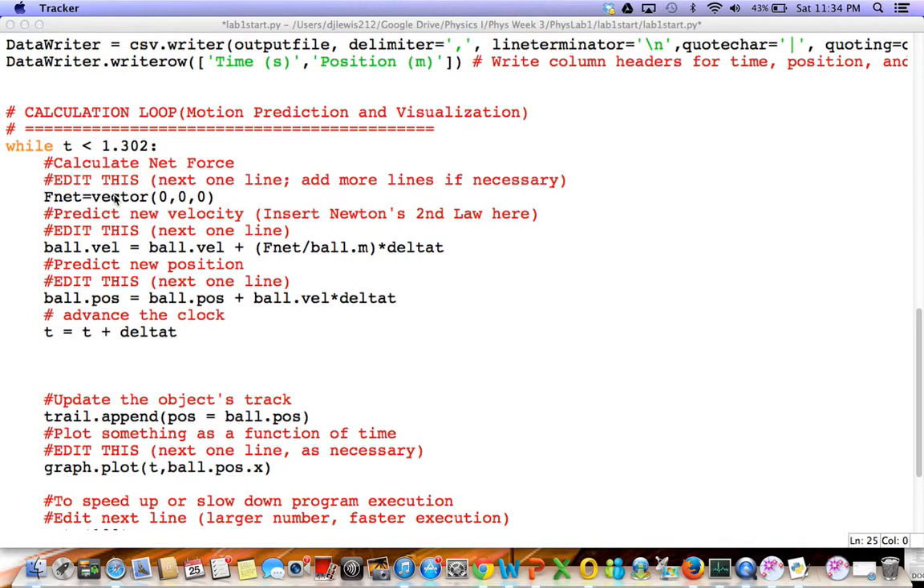Looking at Newton's second law, we can see that in order for Vf to equal Vi, this portion right here must equal 0. The only way for that to occur is if F net is equal to 0, because the ball's mass and delta t are all greater than 0 or positive. Newton's second law was then used to predict the position of the ball after every delta t.